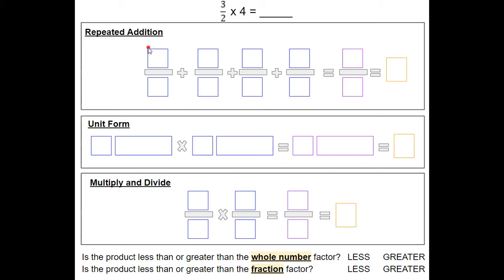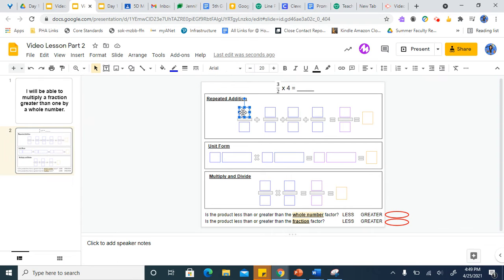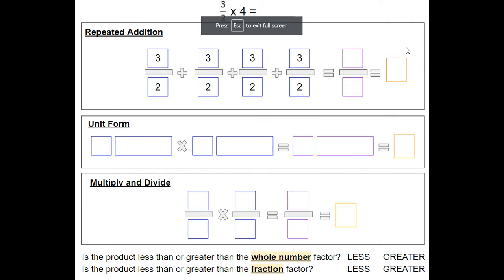Let's start by using repeated addition. This is where we're going to repeatedly add the fraction. Since we're multiplying by 4, we'll be adding 3 halves a total of 4 times. So for each fraction, we're going to write 3 as the numerator and 2 as the denominator. Now that we've written 3 halves a total of 4 times, we can go ahead and add these fractions together.